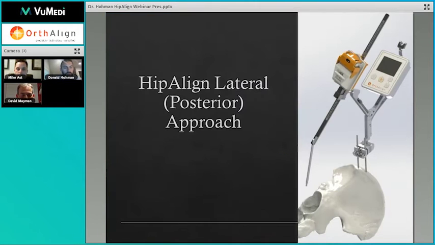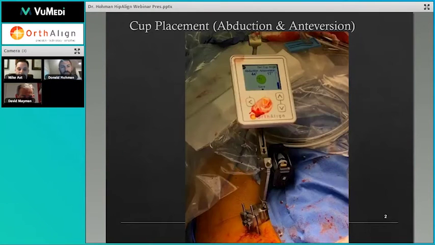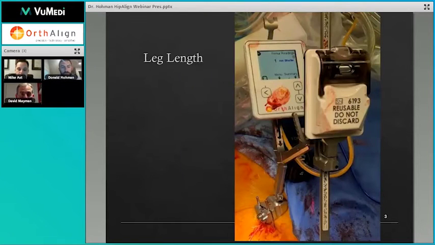So much like we've seen already previously demonstrated with a wonderful explanation leading up to this, this is going to be an application of the HipAlign system, and these are cases that were done through the lateral positioning and also with a posterior approach. This is just some pictures of some cases which we were completing recently just for illustrative purposes.